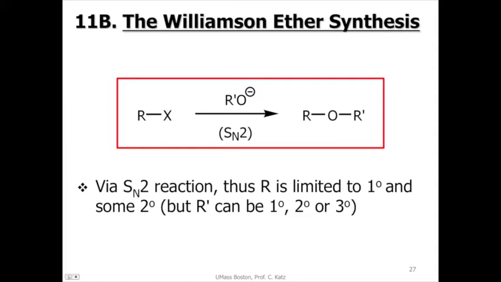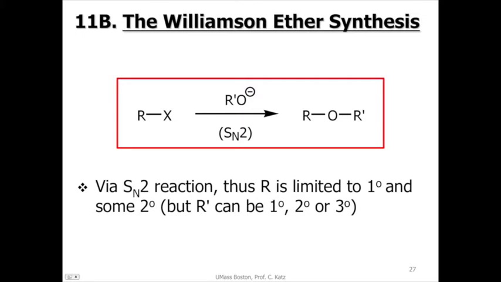Enter the Williamson ether synthesis. Now this might be somewhat of a review for many of you from last semester, but still we'll go over it again. The Williamson ether synthesis is a synthesis of asymmetric or symmetric ethers by way of an SN2 reaction, wherein one of your R groups could be an alkyl halide or an alkyl tosylate, and your other species is going to be an alkoxide species.